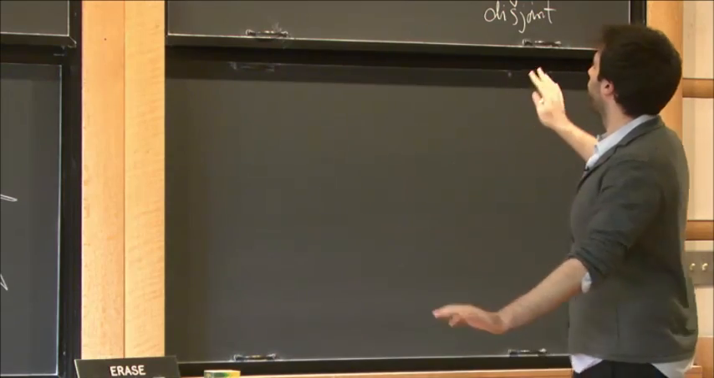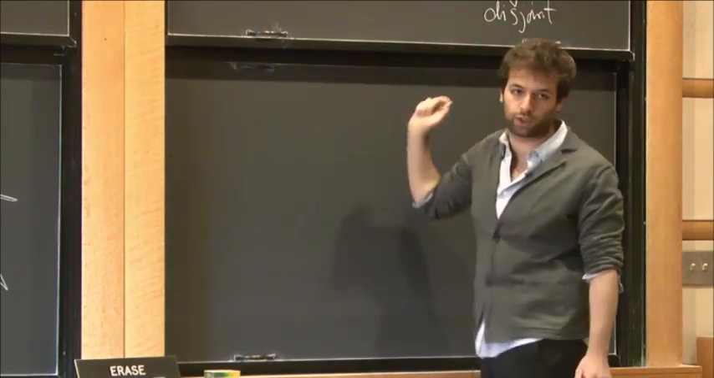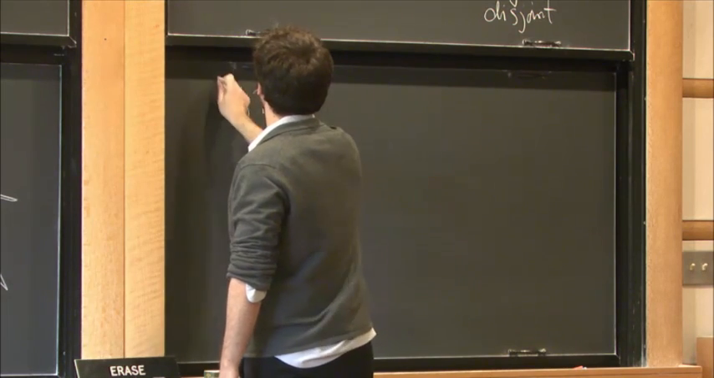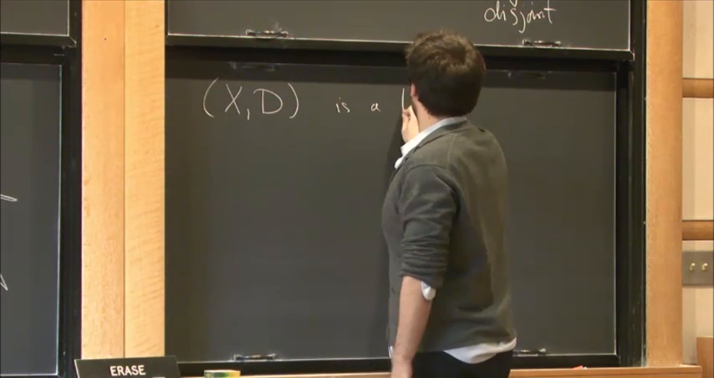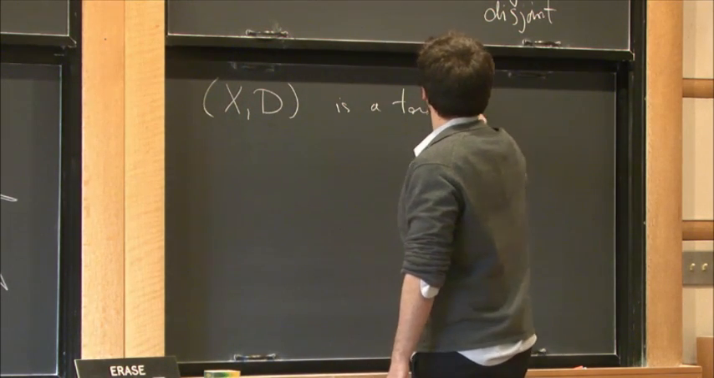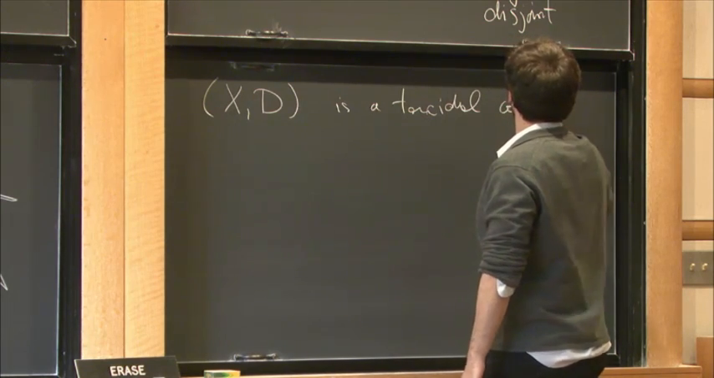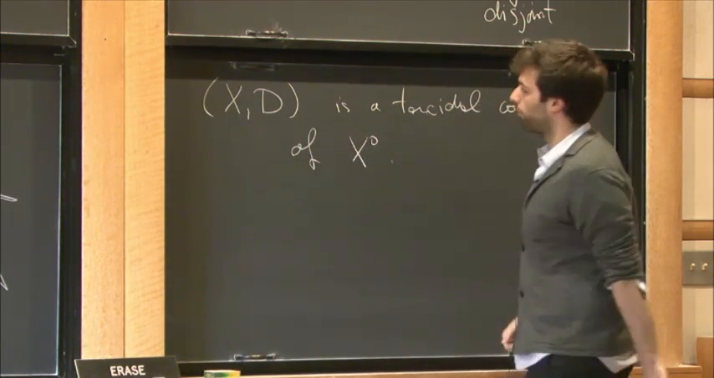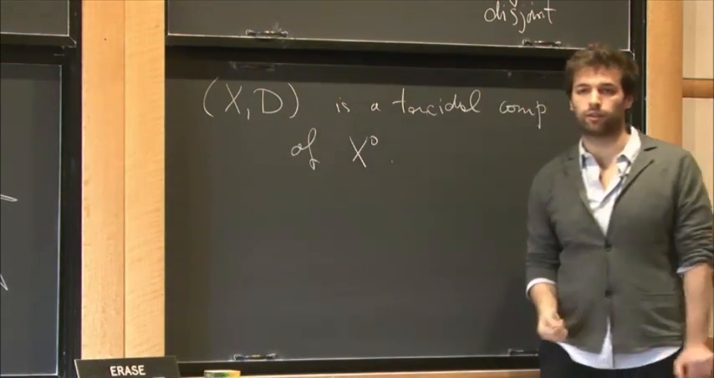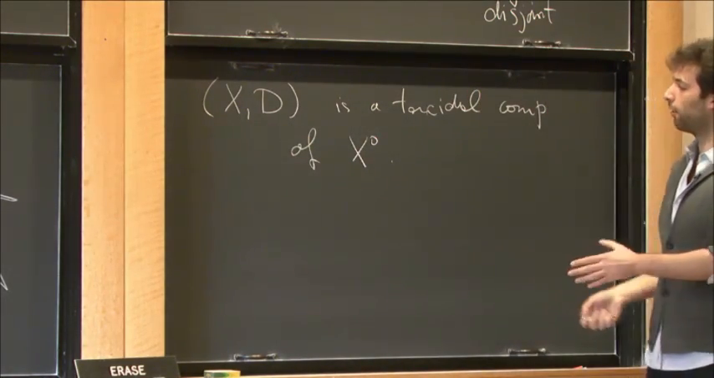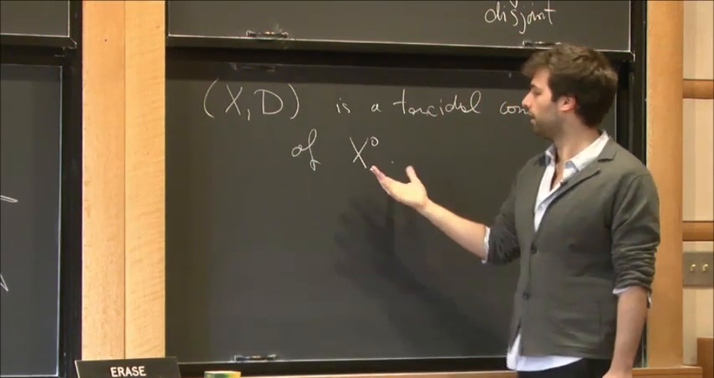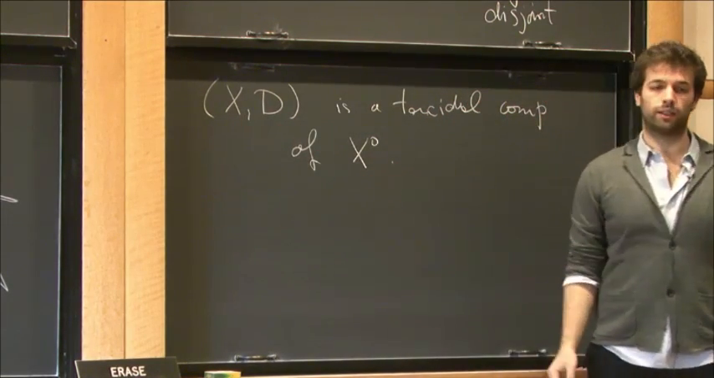And so I will refer to this pair as a toroidal compactification of X naught. X with D is a toroidal compactification. And so from now on, I will work with these toroidal compactifications. And I would like to understand how the birational geometry of this pair gives information on the geometry of X naught.